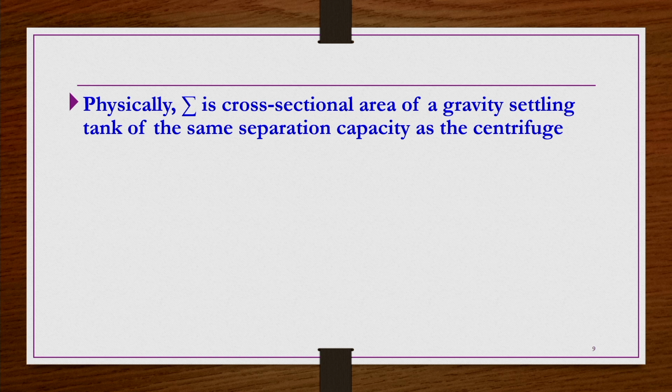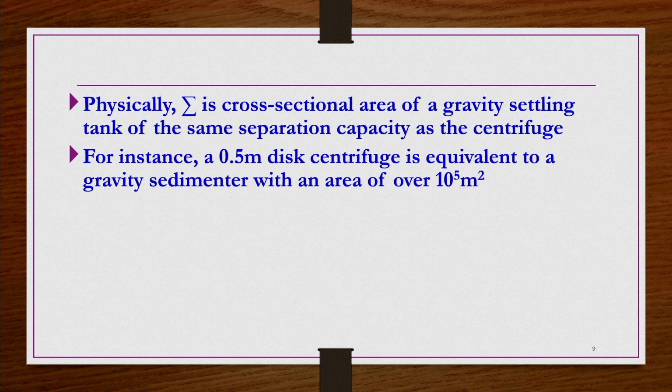We are going to see a few problems as well. For instance, a 0.5 meter disc centrifuge is equivalent to a gravity sedimenter with an area of over 10 power 5 meter square. You can see how much is the difference. Where is the bowl of 0.5 radius, a very small one, and then a 10 power 5 meter square gravity sedimentation tank, how big it is. That is the other advantage of using centrifugal separation processes.